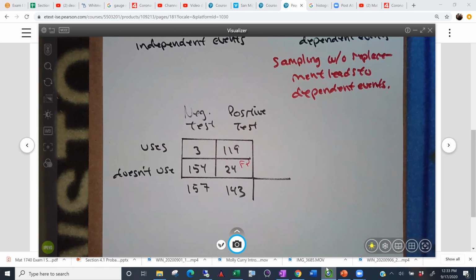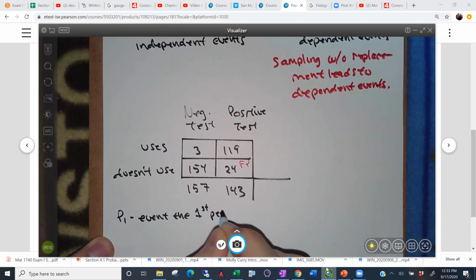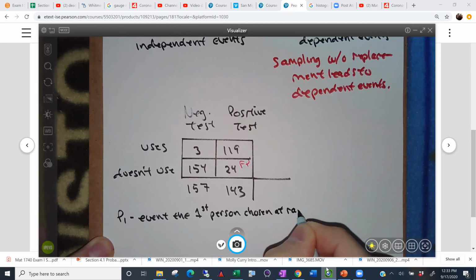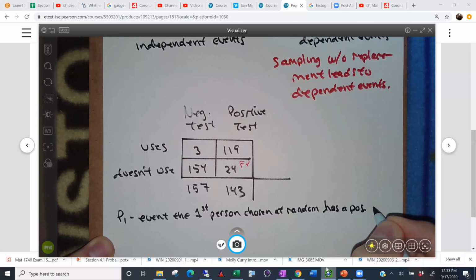Let's develop some notation for some of these events. P1 is the event that the first person chosen at random has a positive test. And then P2 is going to be the event that the second person chosen at random also has a positive test.